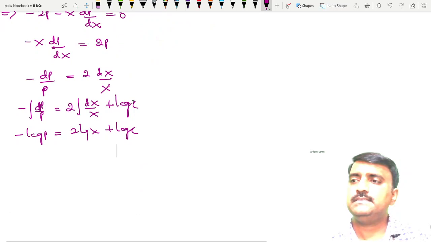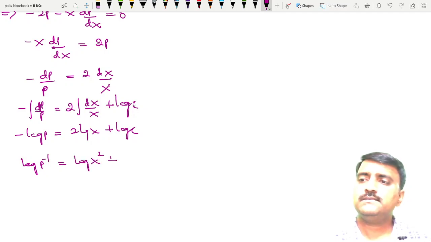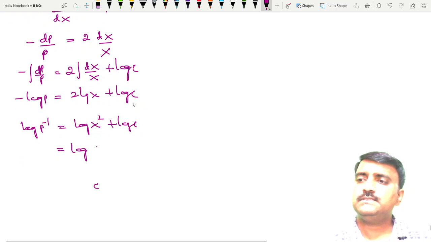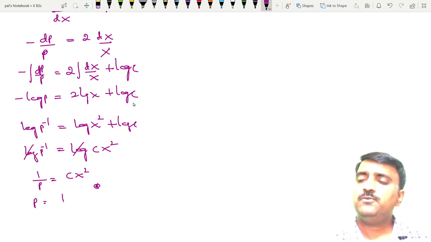So again this is log p inverse, log p to the minus 1 is equal to log x square plus log c, which is equal to log of c x square. So this is log of 1 by p. So this cancels. So 1 by p is equal to cx square. Or p is equal to 1 by cx square. Take this expression as 2.